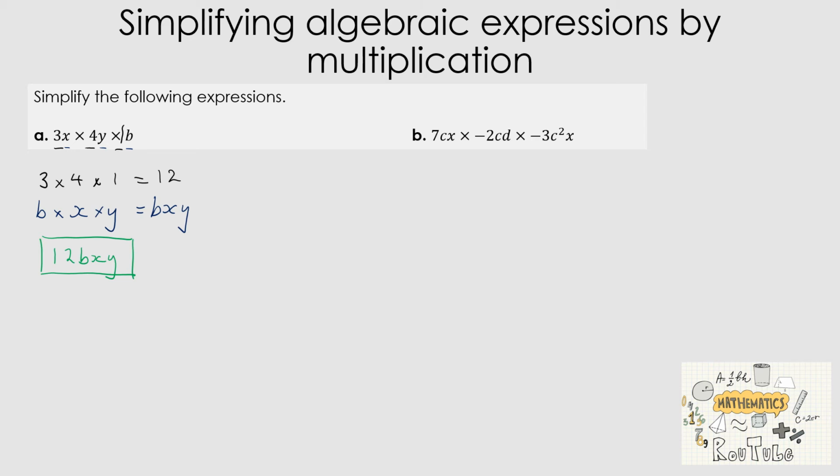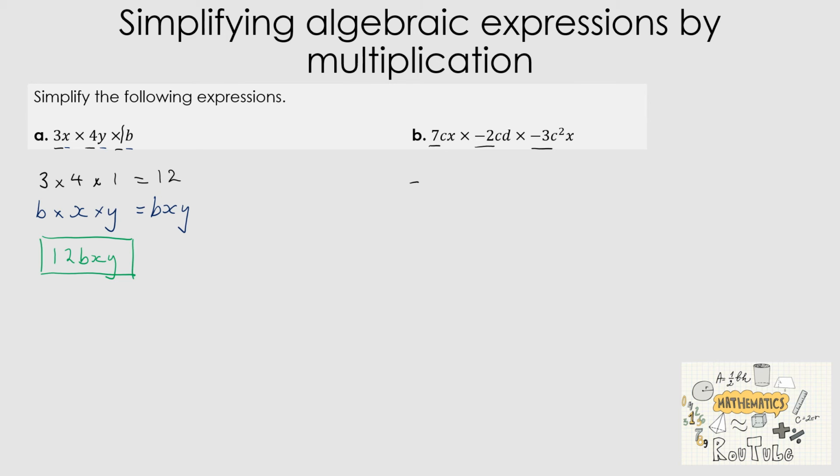Moving on to part B. So we've got 7cx multiplied by -2cd, multiplied by negative 3c squared x. All right, so plenty of stuff going on. Once again, we don't need to worry about like terms because we are multiplying. So same process as before, multiply the coefficients. Now you might need a calculator for this, especially seeing as we have negatives going on here.